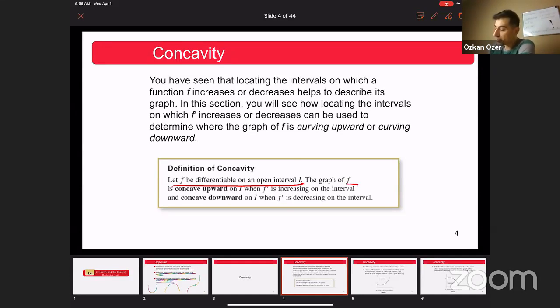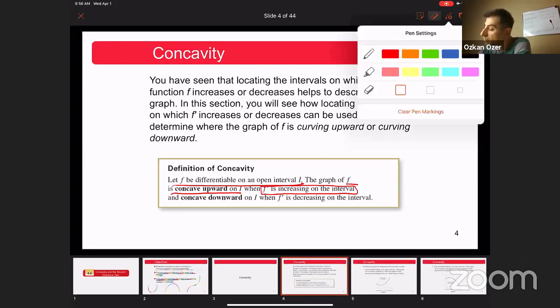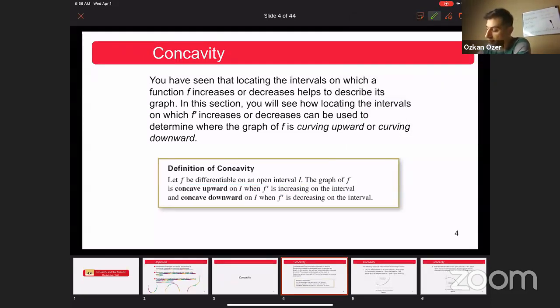We say that the graph of f is concave upward on that interval when f prime is increasing on that interval. Let me clean this up a little bit. If f prime is increasing on that interval, then we have concave upward. If f prime is decreasing, then we have concave downward. So this is what it means for the graph of a function to be concave up or down.